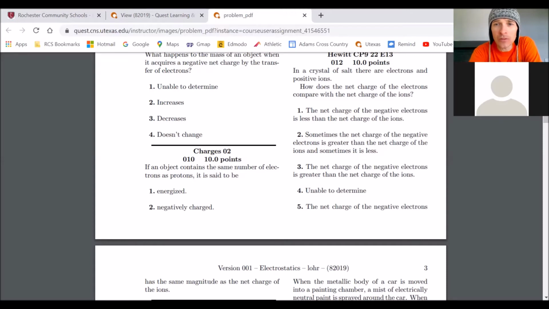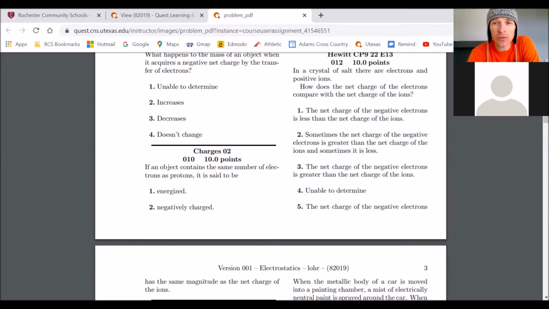So let's see. So our options here. In looking at this, this is kind of a poorly worded question. So you've got your electrons, which are negative. It says that you have positive ions, which would suggest that some of the items have lost their negatives, giving us a positive. Let's see, how does the net charge of electrons compare to the net charge of the ions?